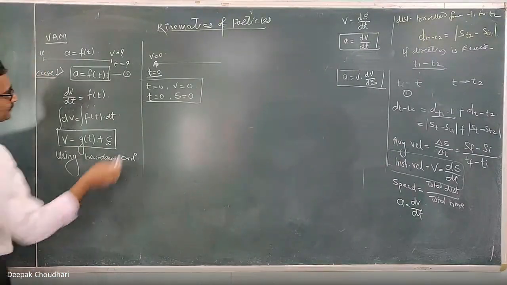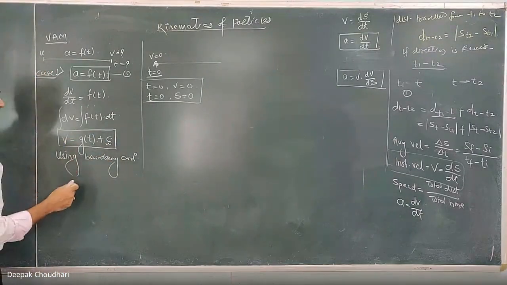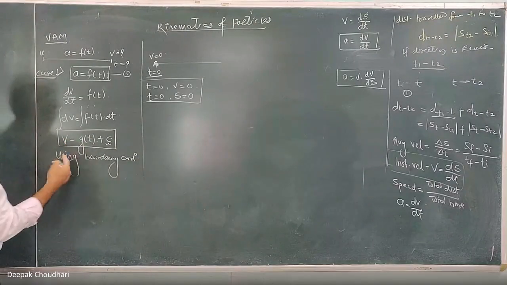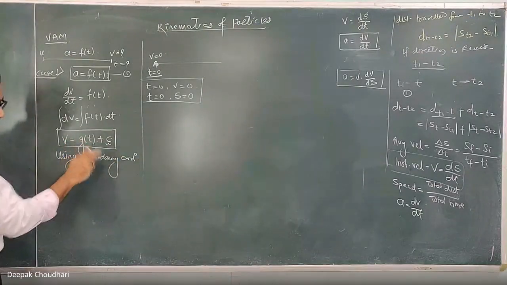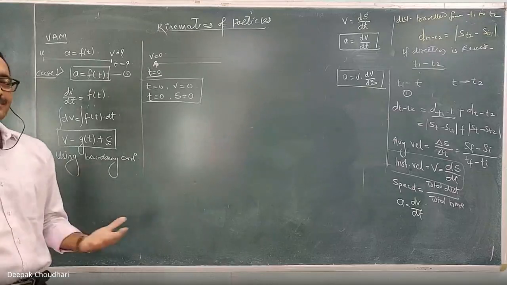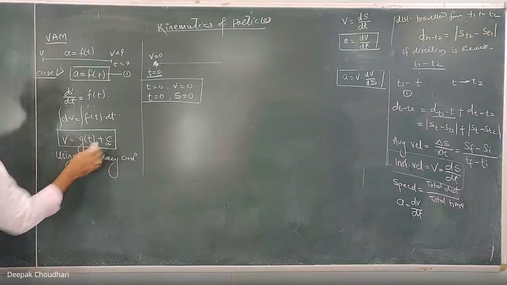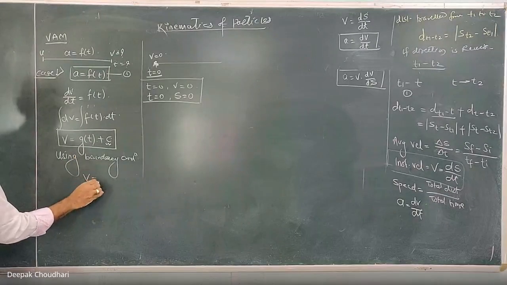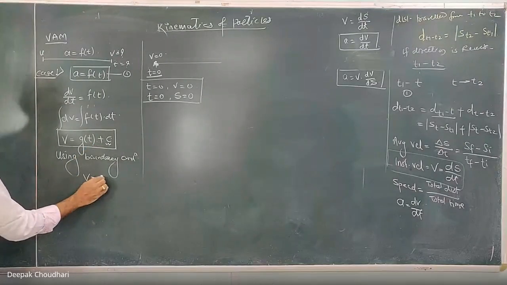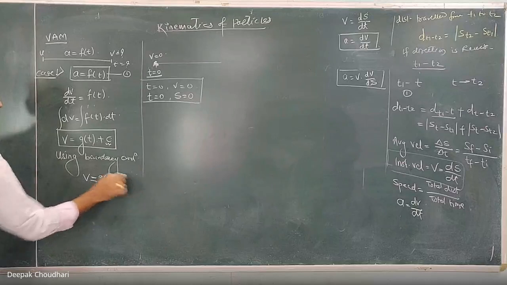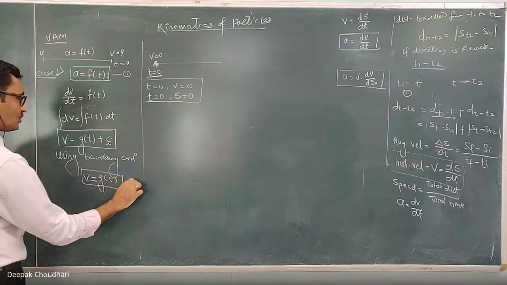Now let's use that boundary condition here. If I substitute that boundary condition here, let c equal to 0. It may be 0, it may have some numerical value, it depends. I am assuming that it is 0. So if it is 0 and you substitute that, the generalized equation will be v equal to g of t, since c is 0. So this is another equation of motion.